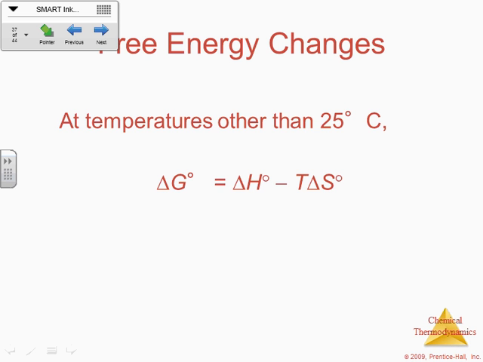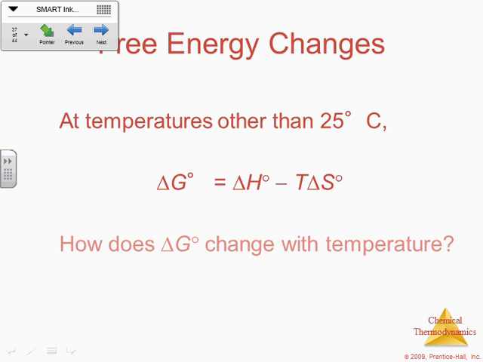At temperatures other than 25 degrees Celsius. At temperatures other than 25. That doesn't make any sense. Oh, yeah, it does. Okay, I'm sorry. We're going to assume that our delta H and our delta S don't change all that much with temperature, which is kind of not a perfect assumption, but we're essentially going to make that assumption.